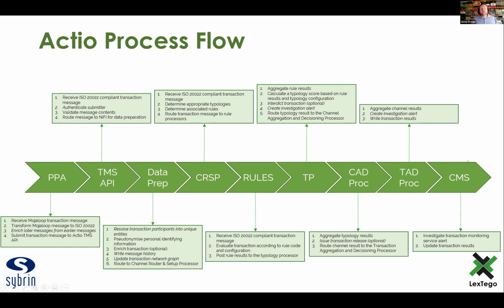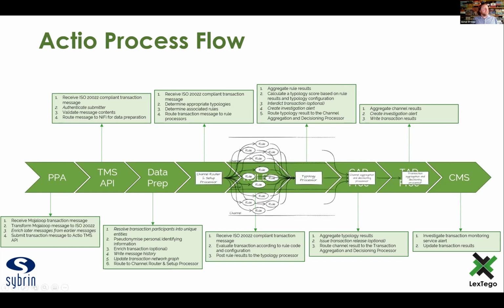The case management solution in detail is not part of our scope for the MVP, but we are providing the egress point for sending an alert into a case management solution that could be attached at a future point. And then this just illustrates the channel router and setup processor over here, where all of the rules are invoked from this processor and then reconstituted into their various typologies. Typologies are constituted at the channel level, and channels are finally concluded in a transaction aggregation step.